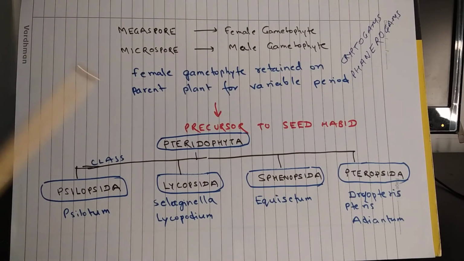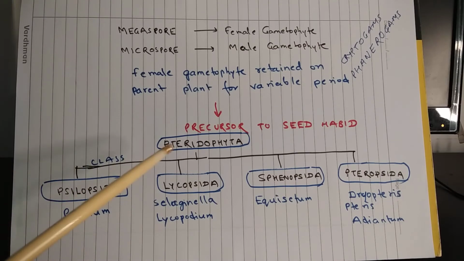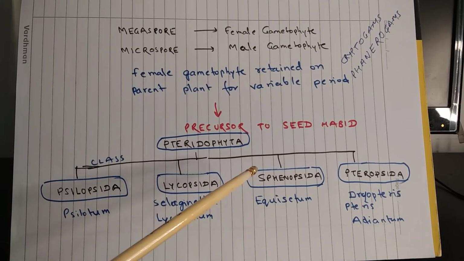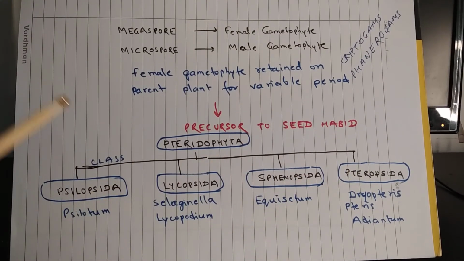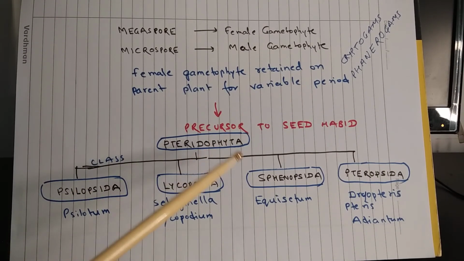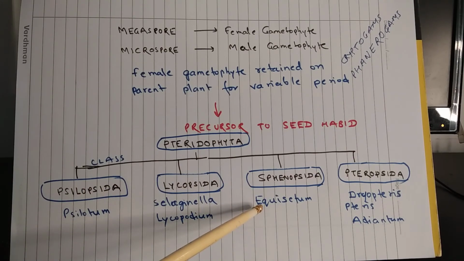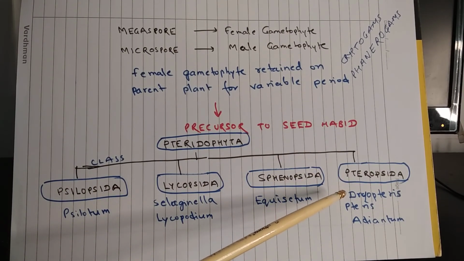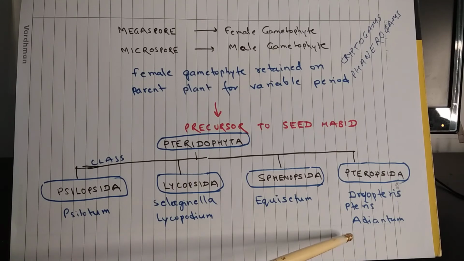Now the Pteridophytes are divided into four classes. Number one is Psilopsida, number two Lycopsida, number three Sphenopsida, and number four is Pteropsida. The example of Psilopsida is Psilotum, for Lycopsida Selaginella and Lycopodium. In case of Sphenopsida, it is Equisetum or Horsetail. In case of Pteropsida, it is Dryopteris, Pteris, and Adiantum.